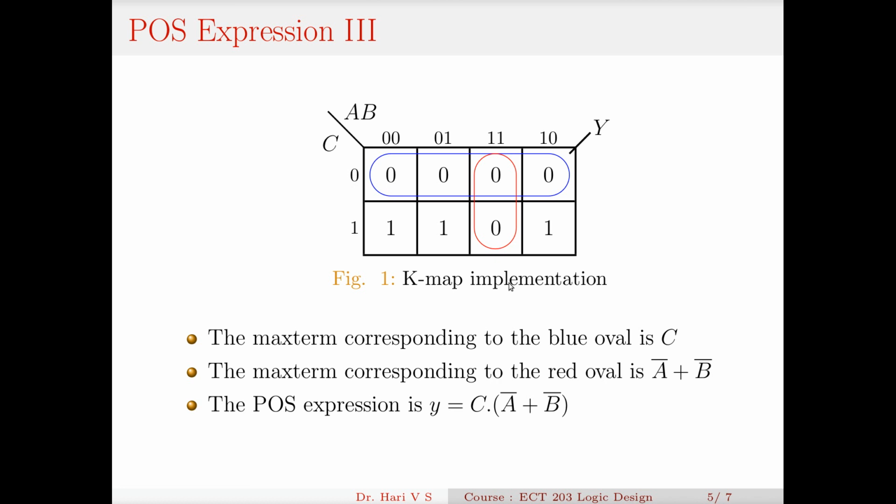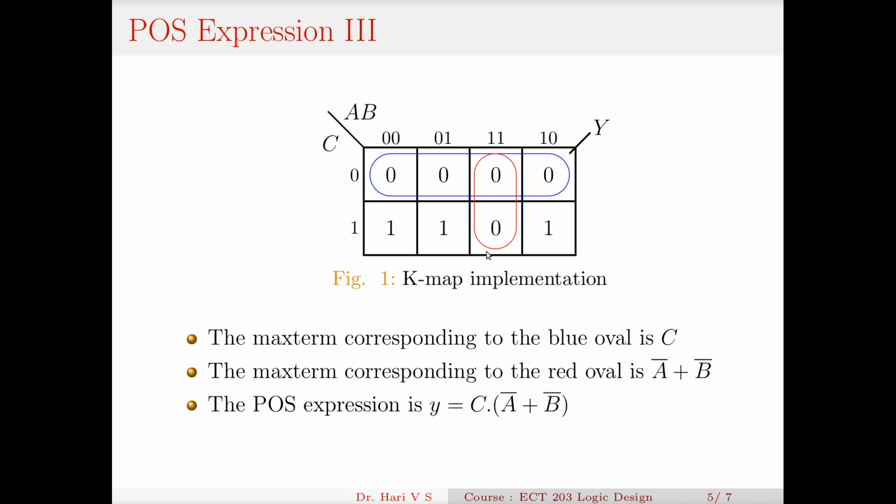Now instead of grouping the ones, I have to group the zeros. If I group these zeros, I can see that this is a quad, what is happening in the blue oval, and what is happening in the red oval is a pair. Corresponding to this blue oval, the term is called a maxterm, in contrast with the minterm in the sum of product expression. In POS, it is a maxterm. Corresponding to this blue oval, it is C. It is not C complement, it is C, because we are considering zeros here.